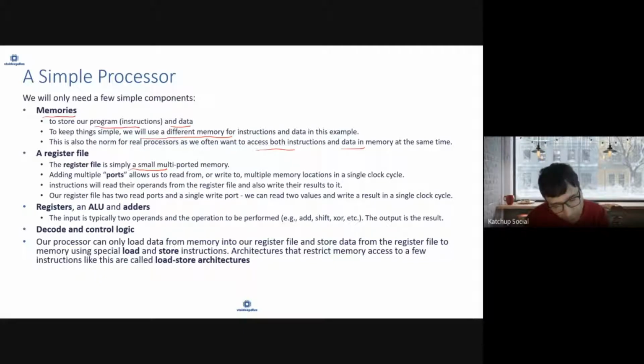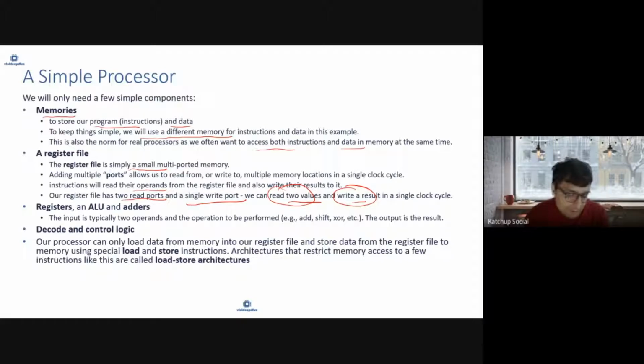Instructions will read their operands, what data to be read in, those kind of things from the register file. In our example, what we are going to do is our register file has two read ports and single write port. So that means we can read two values and write a single value in a clock cycle.